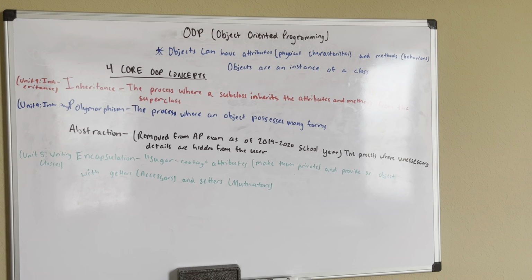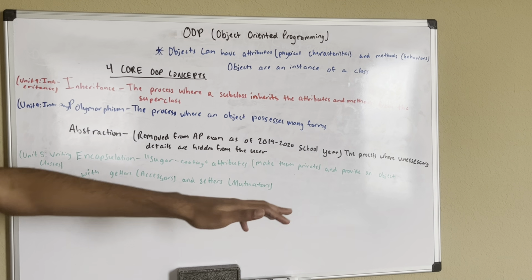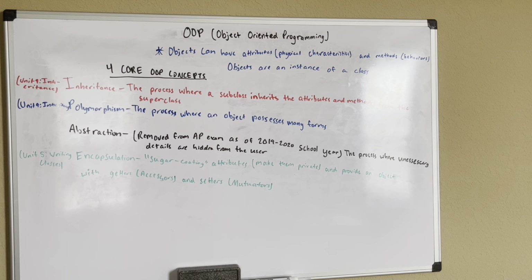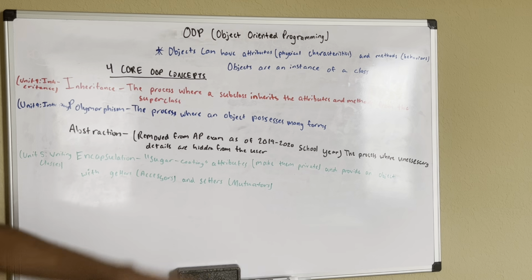To create an object, you need to reference its class, then reference the object's name, and then use the new keyword to initialize it, followed by the class name. The dot operator can be used to call an object's attributes and methods. There are 4 core OOP concepts: inheritance, polymorphism, abstraction, encapsulation. Inheritance is a process where a subclass inherits the attributes and methods from the superclass. Polymorphism is a process where an object possesses many forms. Abstraction is removed from the AP exam, but it is the process where unnecessary details are hidden from the user. And encapsulation is sugarcoating attributes, making them private, and providing an object with getters, accessors, or setters, mutators.